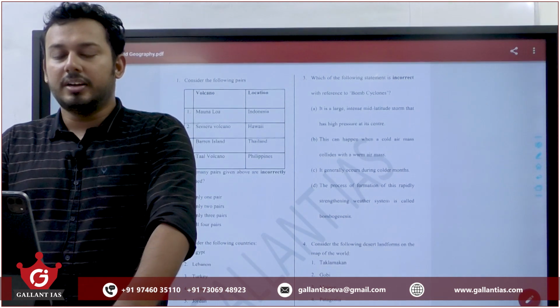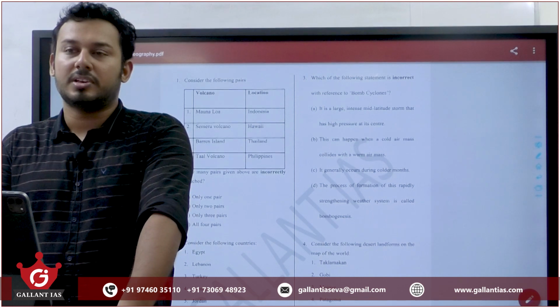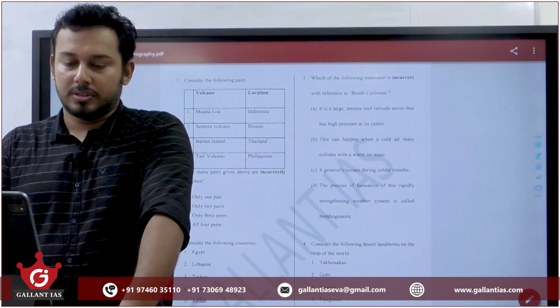Which of the following country does not have a coast to the Caspian Sea? Kazakhstan, Uzbekistan, Turkmenistan, Azerbaijan. Uzbekistan does not have a boundary.